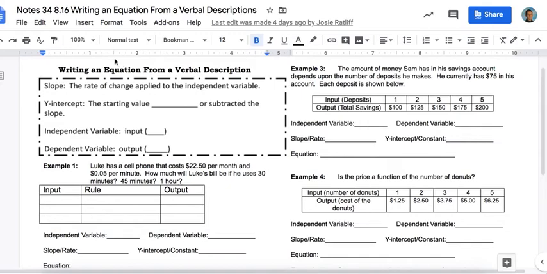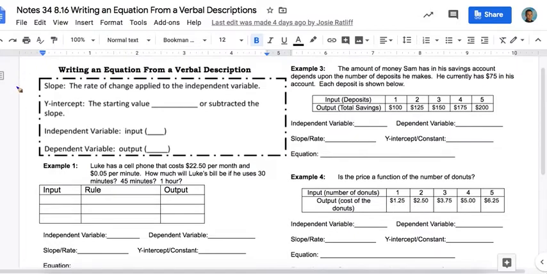Welcome to my video on writing an equation from a verbal description. So the slope is the rate of change applied to the independent variable. So you'll see that in front of the letter that represents the independent variable.